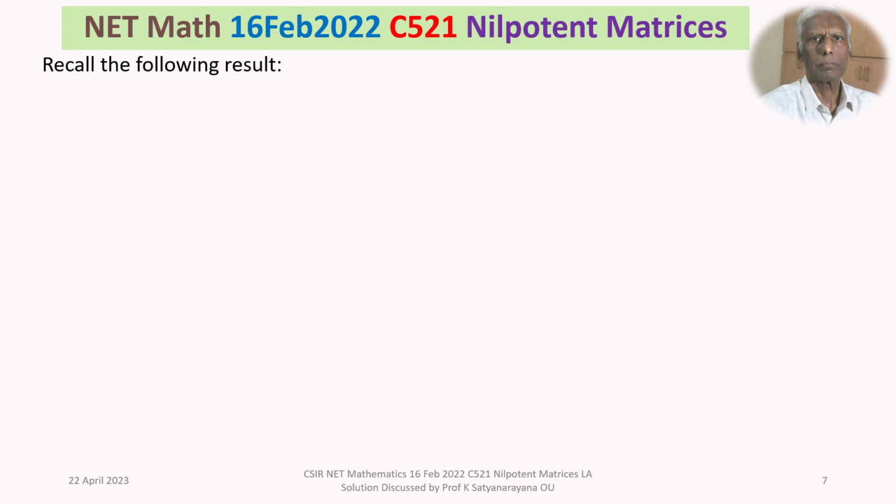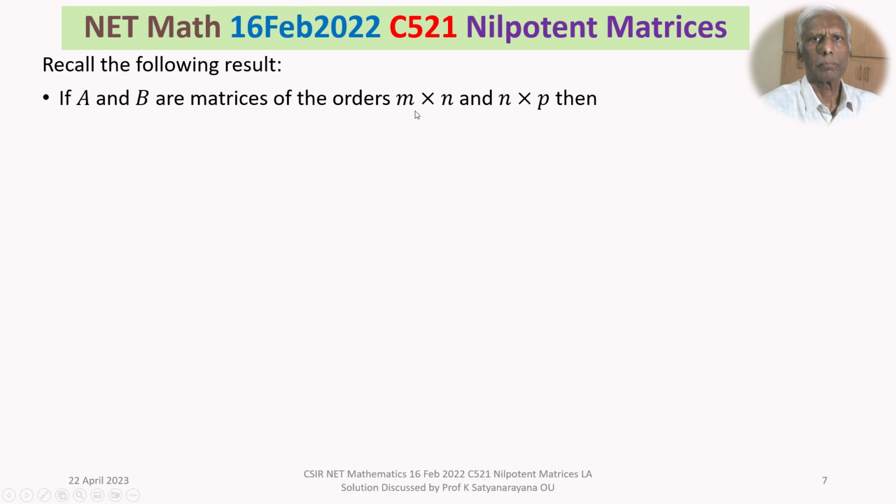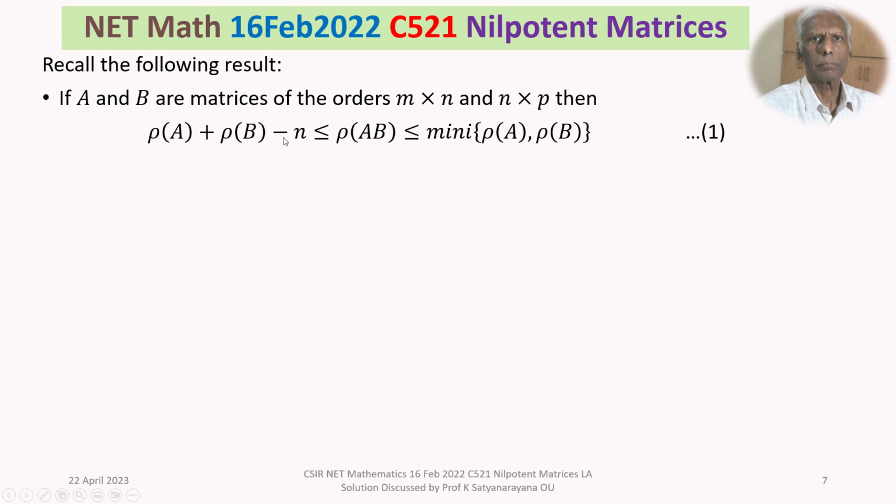We recall the following result. If A and B are matrices of orders m cross n and n cross p, then rank of A plus rank of B minus n is less than or equal to the rank of the product AB, which is less than or equal to the minimum of rank of A and rank of B. A and B are matrices of orders m by n and n by p. Therefore, they are compatible for multiplication. Thus, we can define AB.